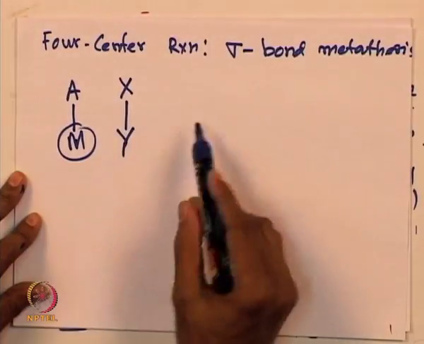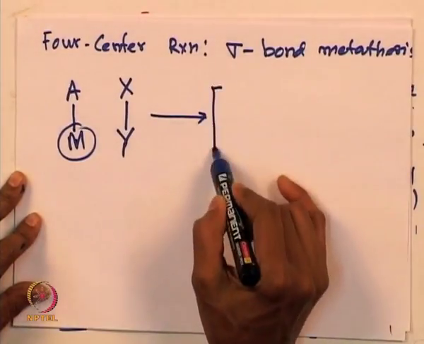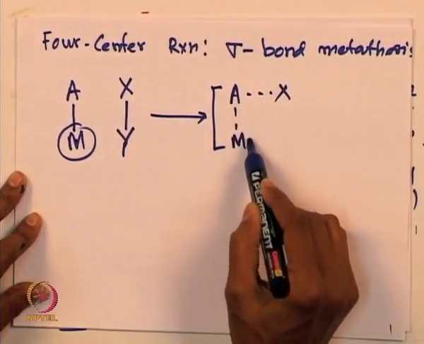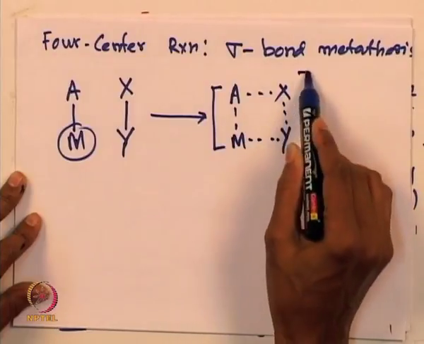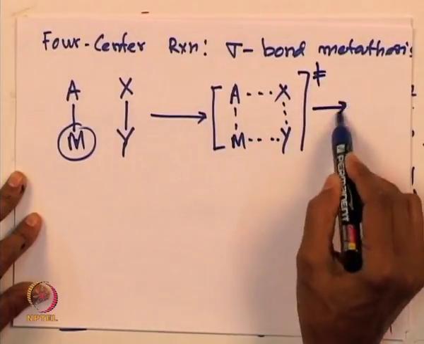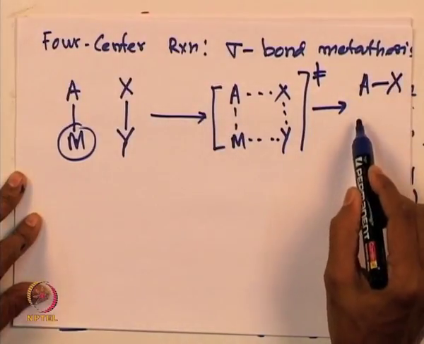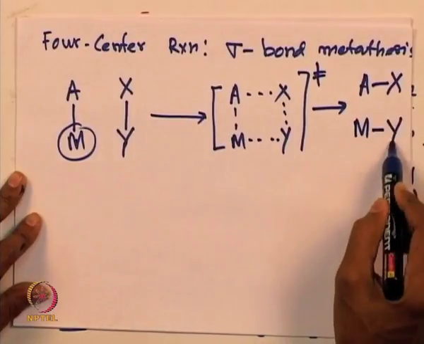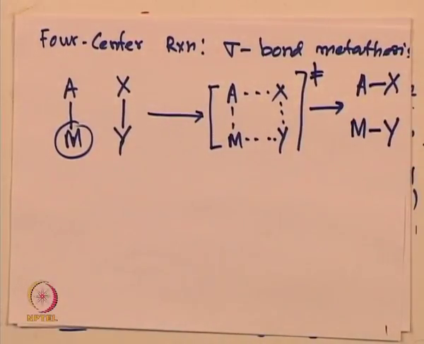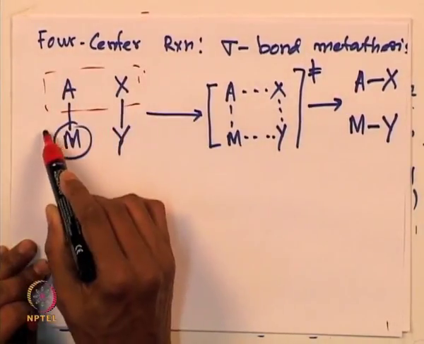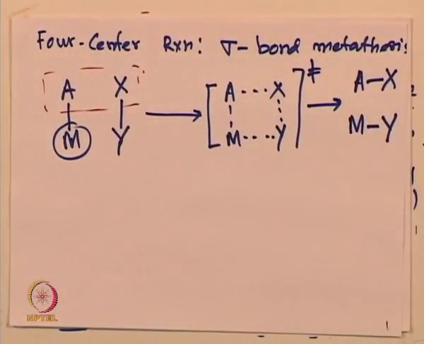1, 2, 3. The transition state involved in these reactions is, of course, going to be the interaction among all these centers, and the net result will be the exchange of partners. So now you have X with A and M with Y. Essentially, these two go together and the other two go together. So this is a four center reaction, also known as sigma bond metathesis.